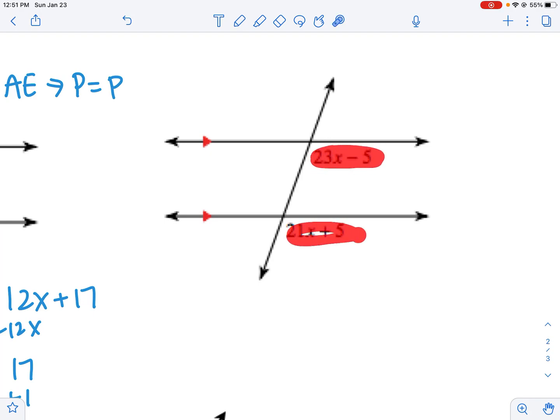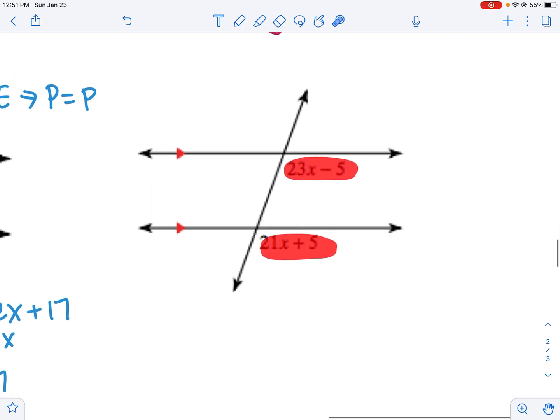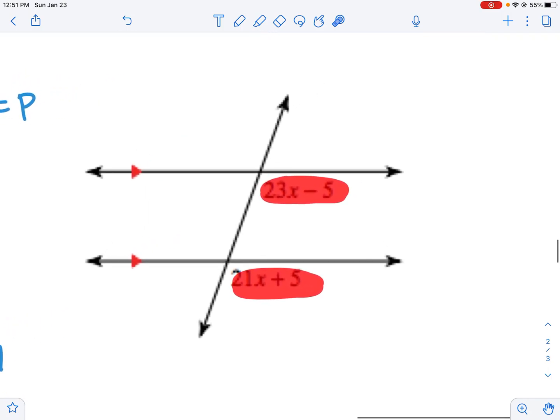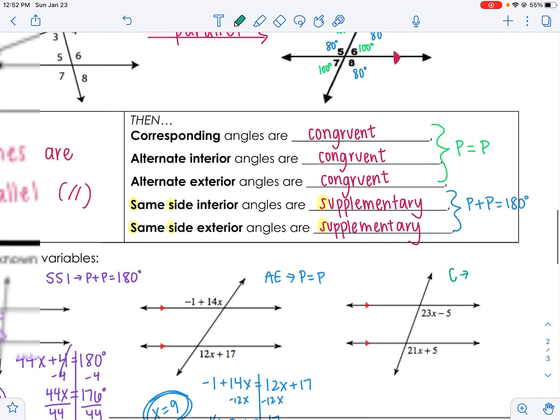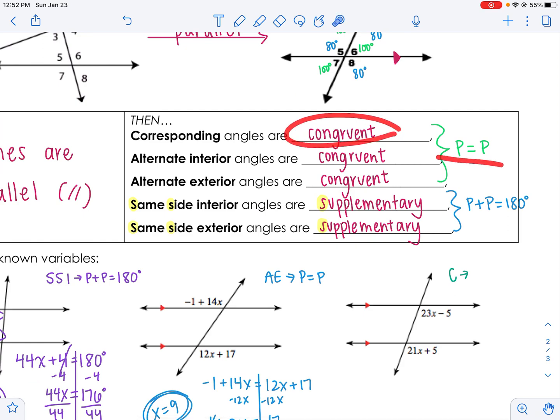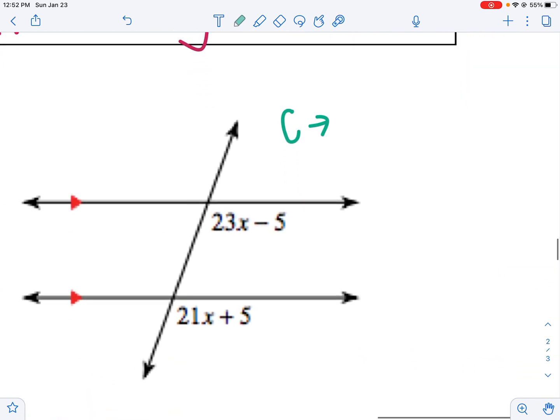So taking a look at these, I'm going to give you a minute to see if you can figure out what type of angles those are. Now, bottom right is your clue, which means that they're corresponding in that same spot. And corresponding angles are congruent, which means part equals part.